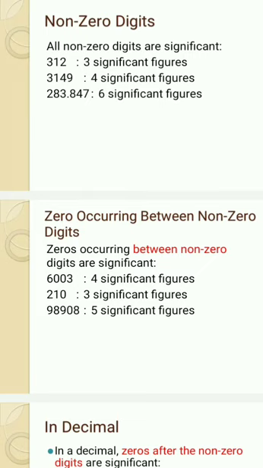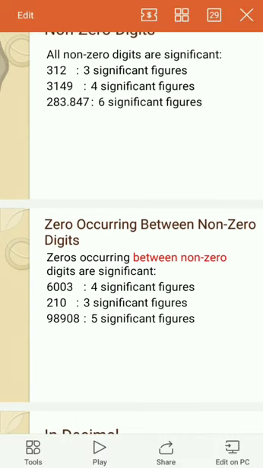For example, 6003. There are four significant figures. Same goes to the example that I gave you, which is 101. You said 101 has three significant figures, right? Do you understand zero occurring between non-zero digits? Yes.